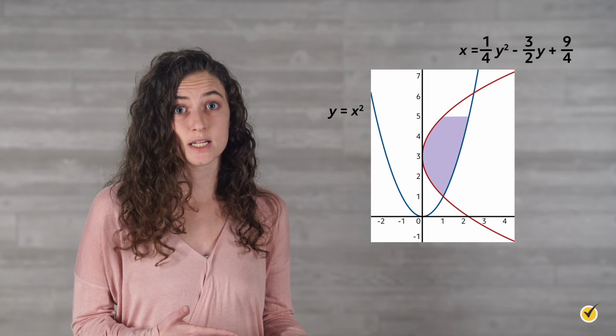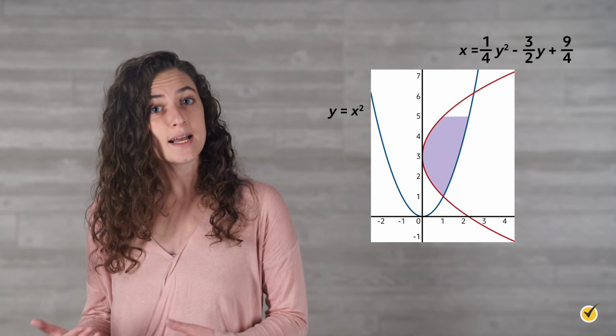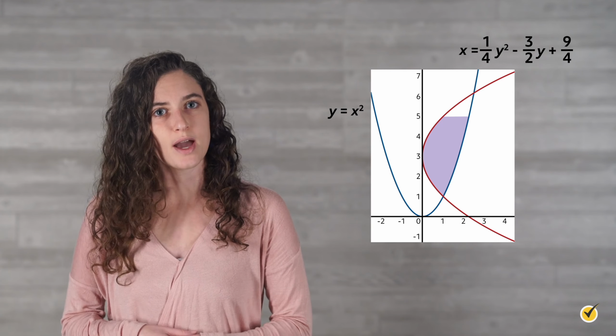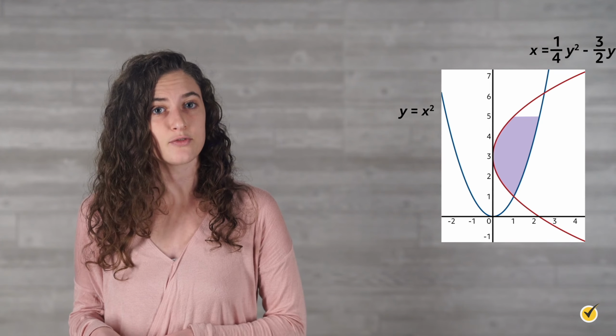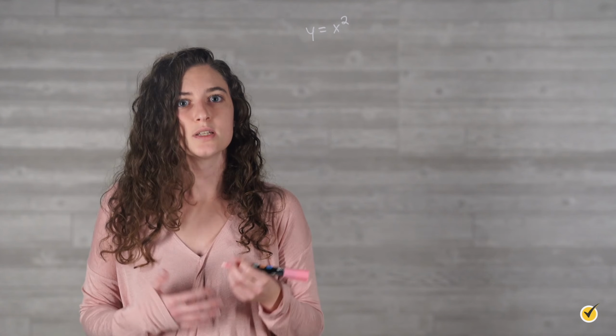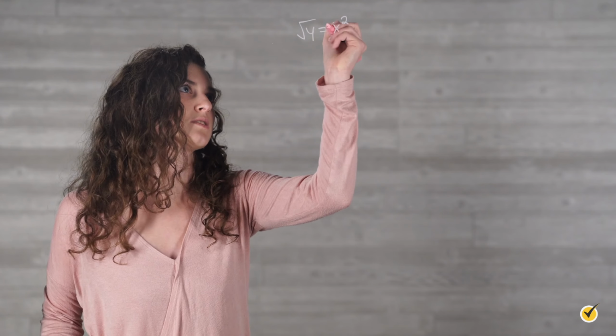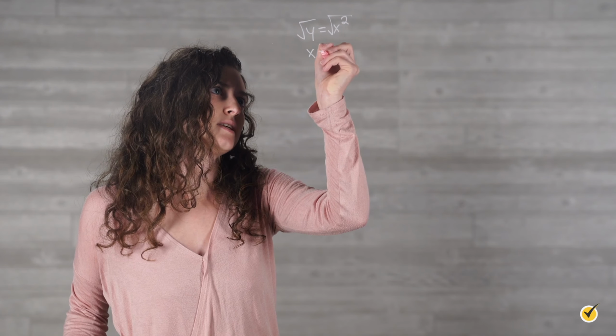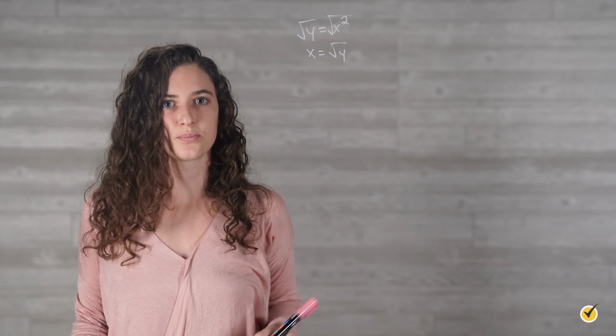In this case, y equals x squared is the rightmost function, while x equals 1/4 y squared minus 3/2 y plus 9/4 is the left one. Let's go ahead and solve the right function's integral. Of course, we need to first rearrange y equals x squared to have x by itself on one side. Taking the square root of both sides, we'll get that x is equal to the square root of y.